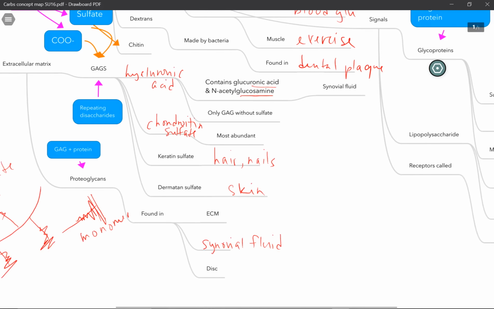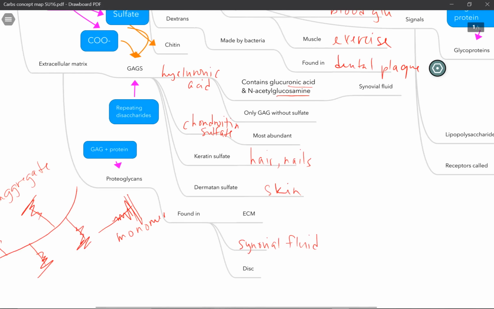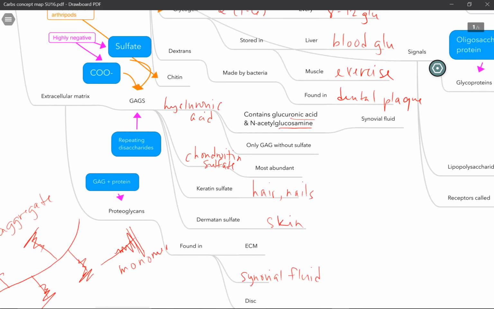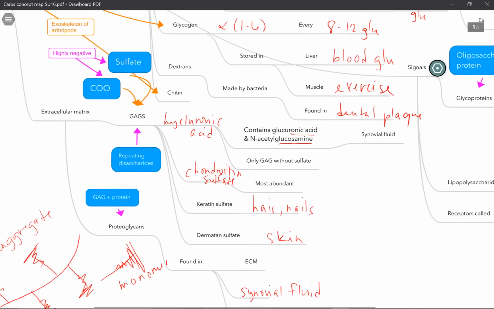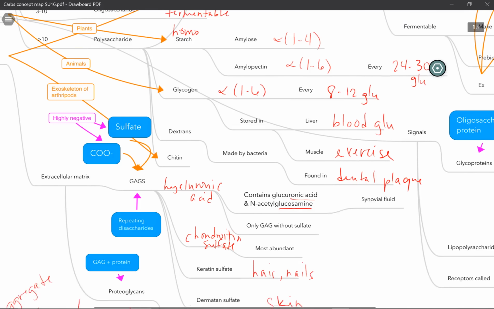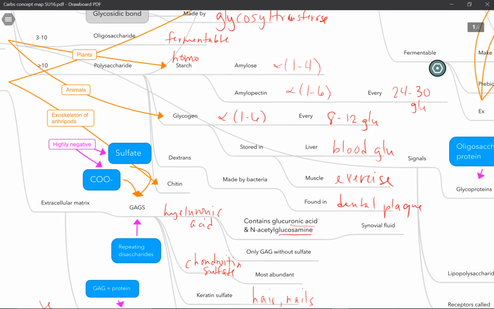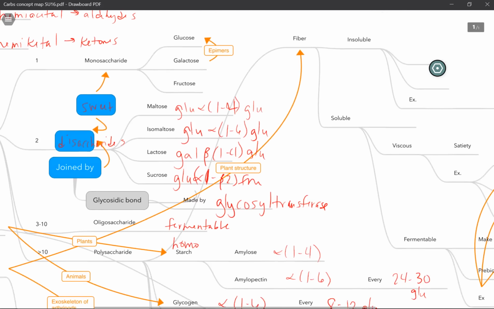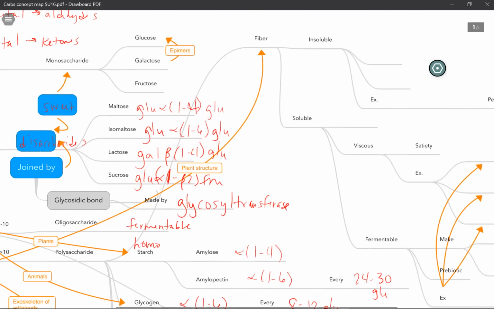Other components of the storage components include storage forms or structural components of plants. And the structural components of plants are fiber. It's going to be on the top right hand over here. So with fiber, on the nutrition label it's listed out as dietary fiber, which is inclusive of all types of fiber. We can separate them into several different groups.